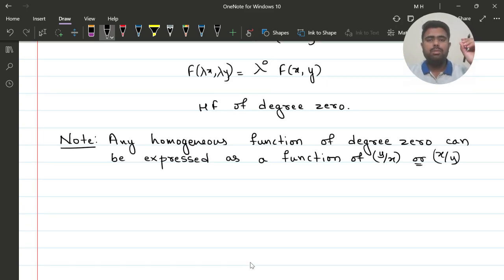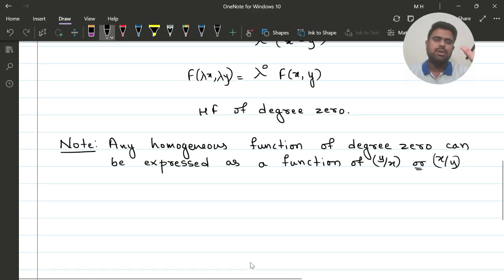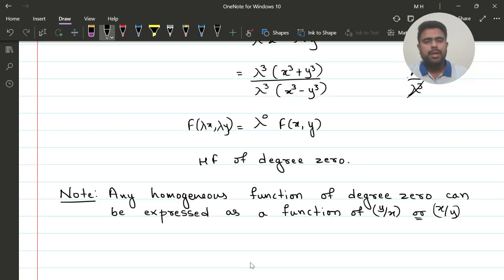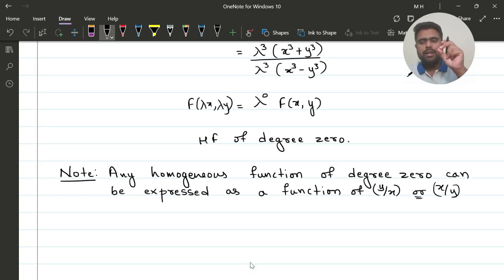Okay, if you take any homogeneous function of degree 0, you can entirely express that as a function of y by x. That is, x separate, y separate, or some other term separate will not appear. Every term is either y by x or x by y, or a constant.